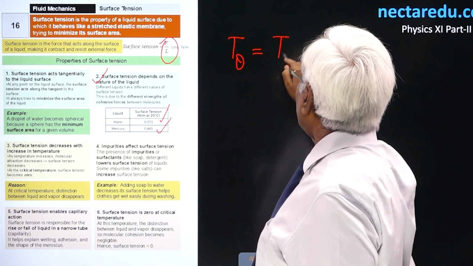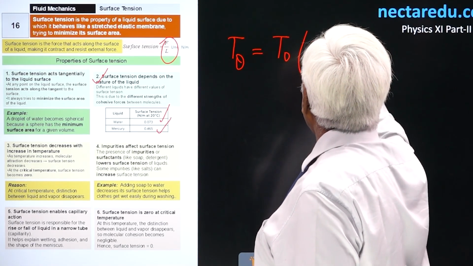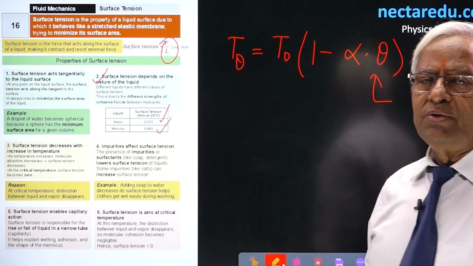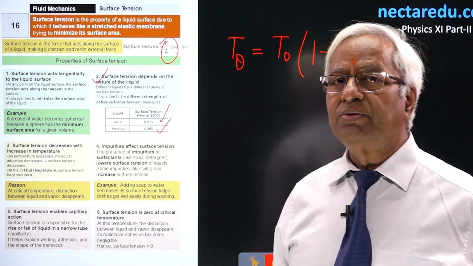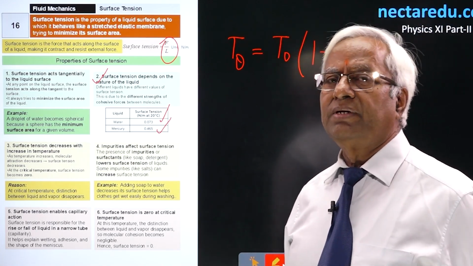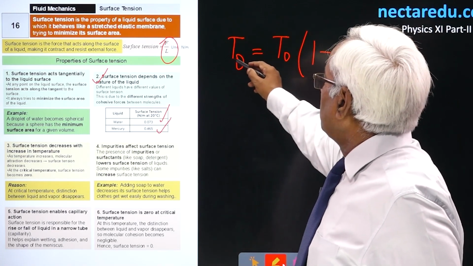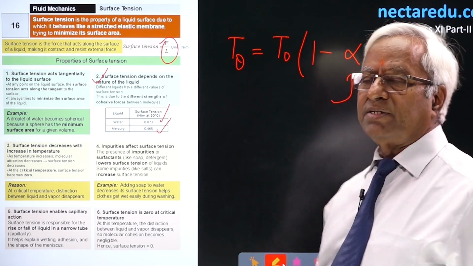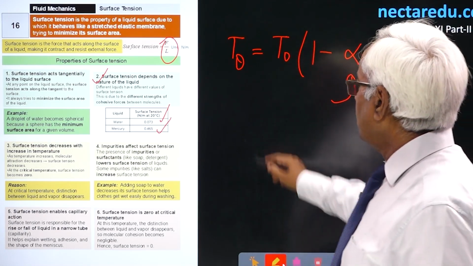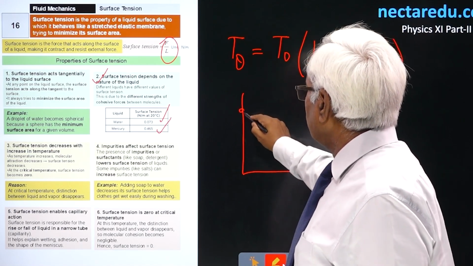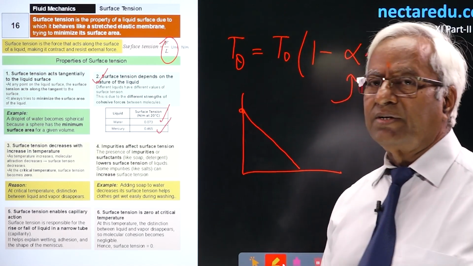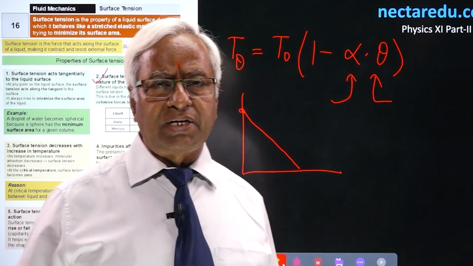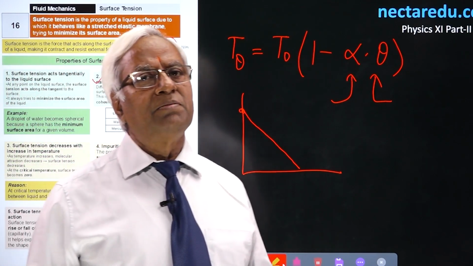This is the relation for the dependence of surface tension on temperature. Theta is here temperature. T0 stands for surface tension at 0 degree, and T theta is the value at theta degree Celsius. Alpha would be known as the temperature coefficient of surface tension. The equation itself gives you an indication that surface tension will decrease with temperature, and ultimately it becomes very interesting that at a particular temperature, surface tension becomes zero.